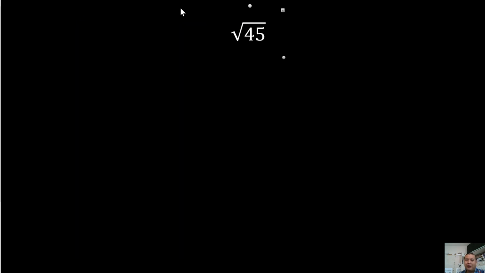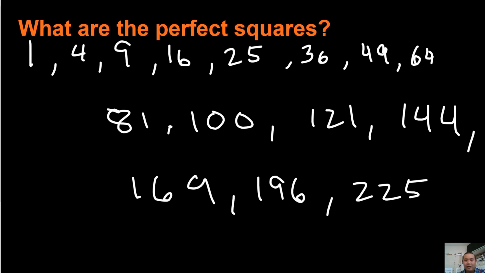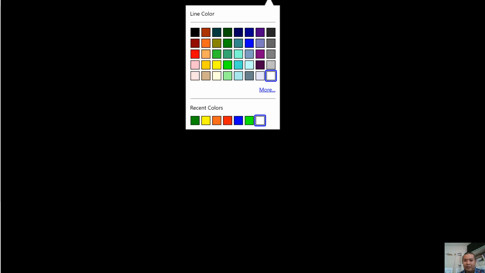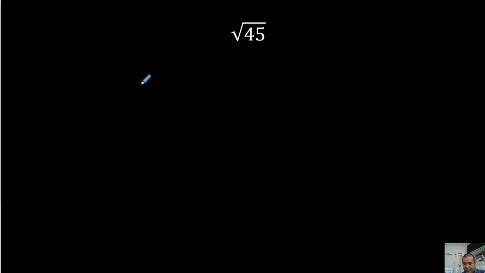So we're going to rewrite the square root of 45. And how we're going to rewrite it is that in the square root of 45, there is a perfect square that goes perfectly into this number. What is that perfect square? The perfect square is 9. So I'm going to rewrite this as the square root of 9 times 5, because 9 times 5 is 45.